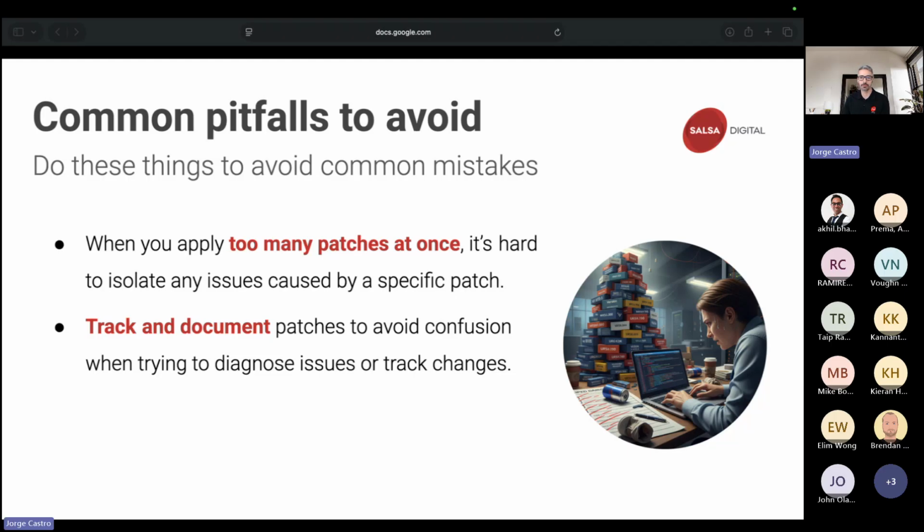Failing to track and document which patches were applied, when, and by whom as well, can lead to confusion down the track. So, when you're trying to diagnose a problem, it would be good to know those things, because then you can trace back where the issue might have come from.